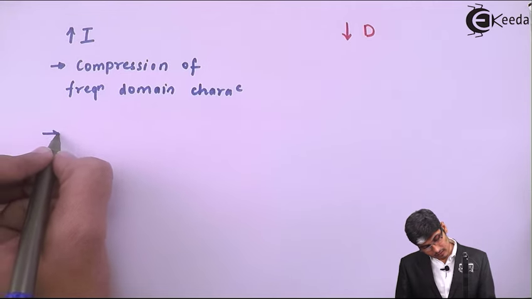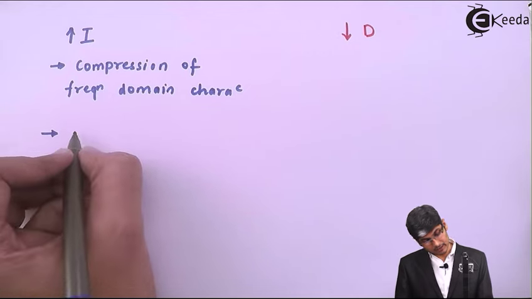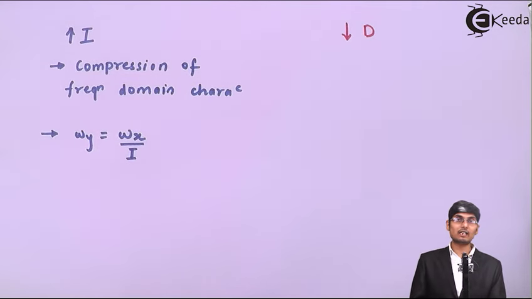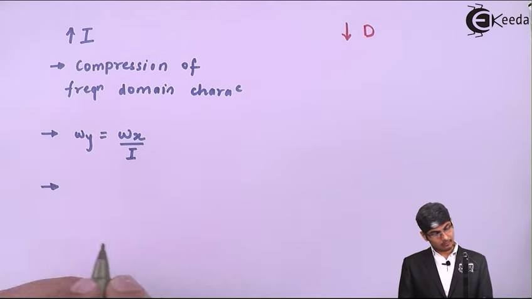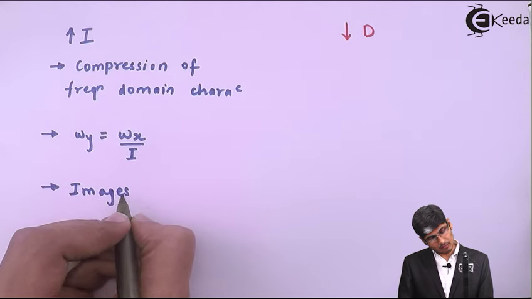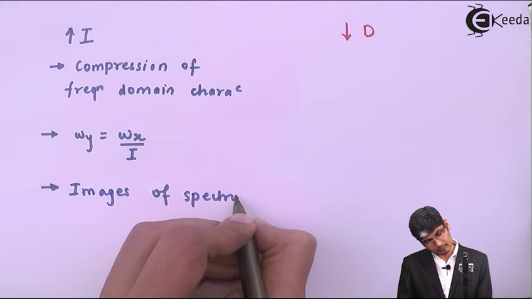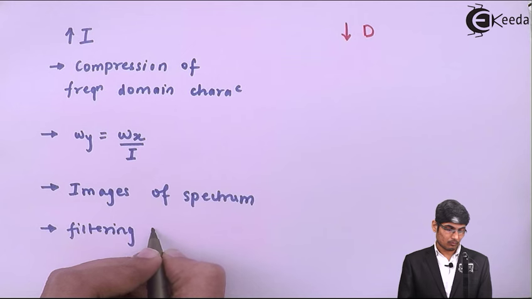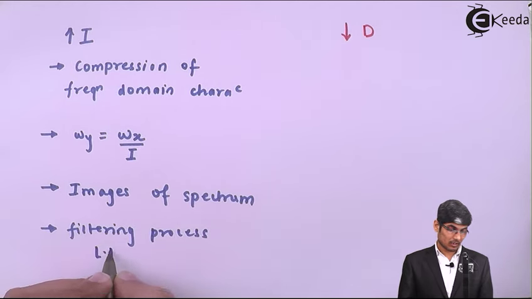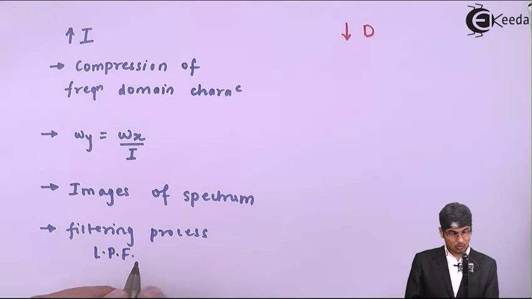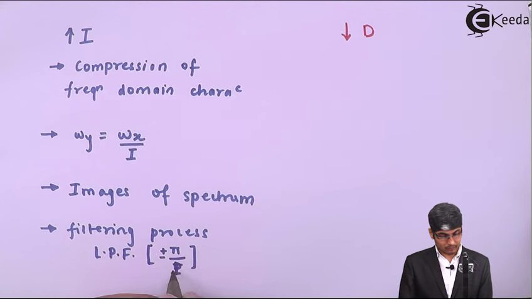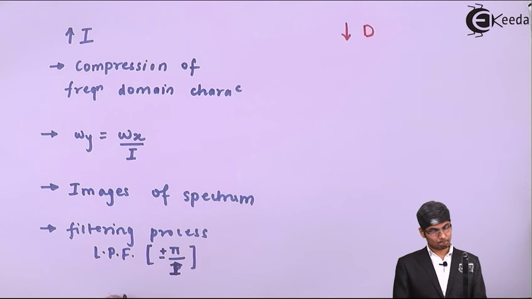The rate at which it gets compressed depends on the factor I, where omega y is equal to omega x by I. Then we will get images of the spectrum, and finally, to remove the images, we will use a filtering process, which is normally a low pass filter whose characteristics will be plus minus pi by I.